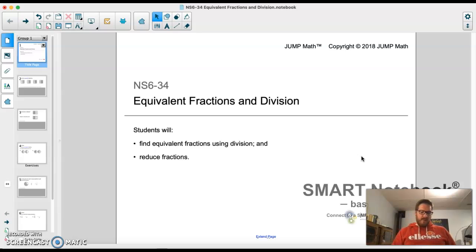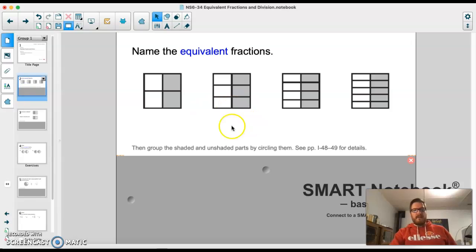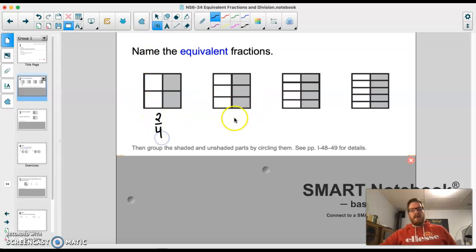And so what we're going to do when we start this stuff up is we are going to start with just drawing some equivalent fractions. And so here's the first slide, and they're asking us to name these equivalent fractions. And so if I look over here, this one is 2 out of 4. This one is 3 out of 6, or 3 over 6. This one is 4 over 8. And this one is 5 over 10.